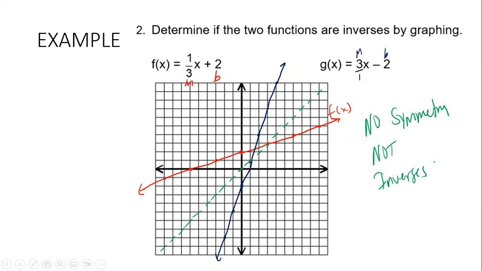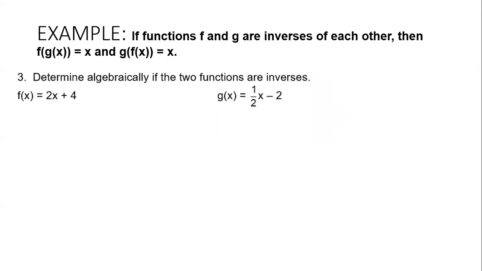How do we feel about graphically determining whether two functions are inverses? Questions, comments, concerns? All right. On the back, we're going to do it algebraically. Algebraically, we talked about composition before. We have to plug one function into the other, and the goal is to get x. If you do not get x, then they are not inverses of each other. So we're going to substitute g of x into f, and then f of x into g, and the goal is to get the value of x. If I do not get the value of x, then they are not inverses.